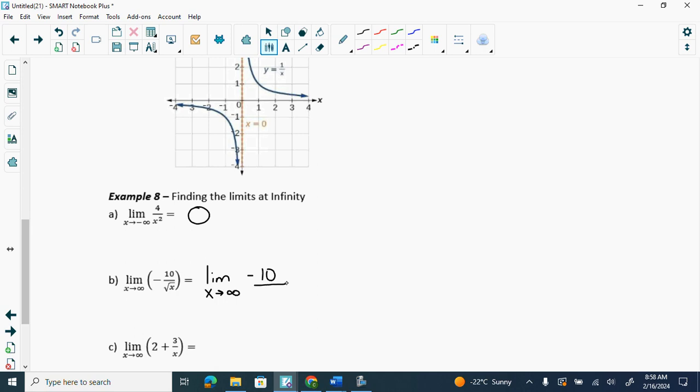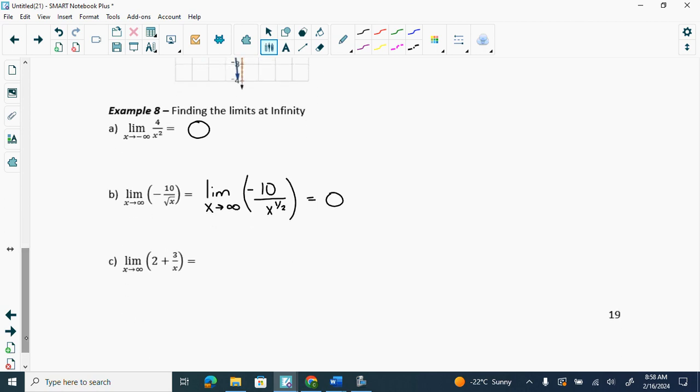What is the square root of x the same as? X to the half. We agree? Yes. So if you put in negative 10 over x to the half, what are we getting closer and closer to? 0 again. Can't have it be a negative, right?